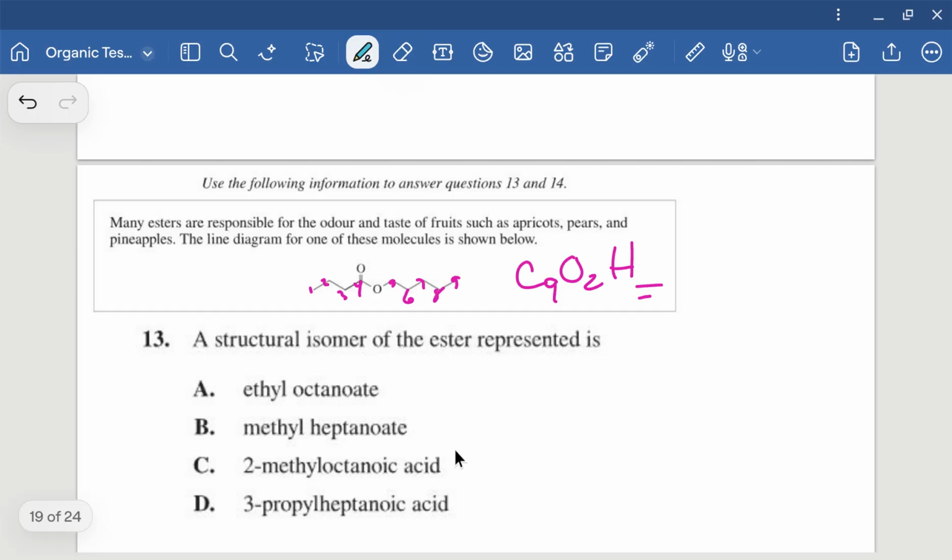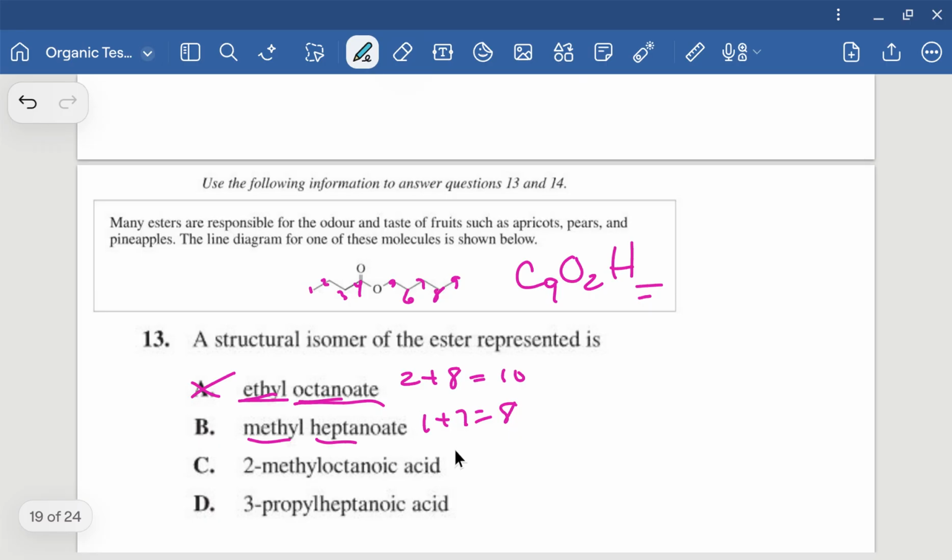So just starting with that, if you have an ethyl group and octanoate, that means you have 2 carbons from ethyl and 8 from the octanoate, which is a total of 10. So this one's too many. Methyl heptanoate, methyl would be 1 carbon, and heptanoate would be 7. That would be a total of 8. So we can keep going.